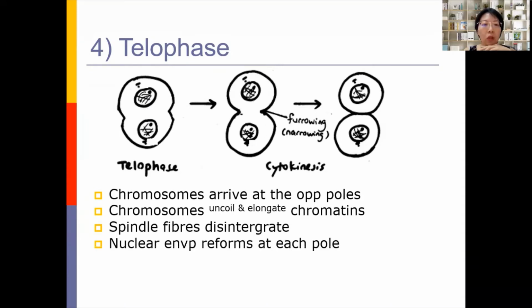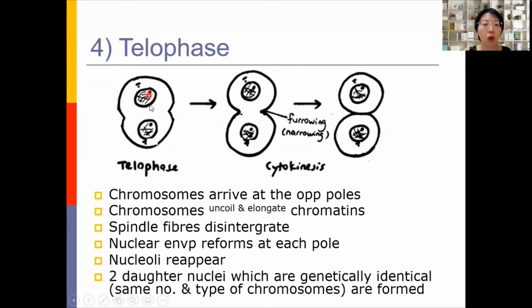Okay, so the nuclear envelope reforms. So the nuclear envelope appears again. Then the nucleoli reappear. So two daughter nuclei which are genetically identical are formed. Genetically identical means they have the same number and same type of chromosomes. Okay, so this is telophase.